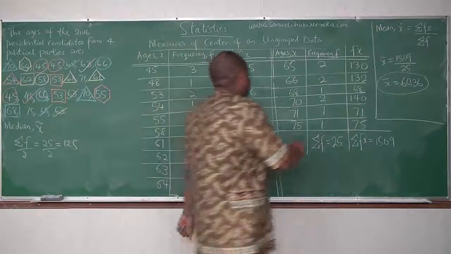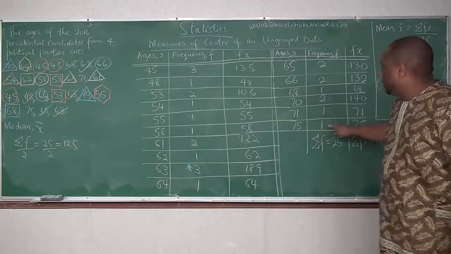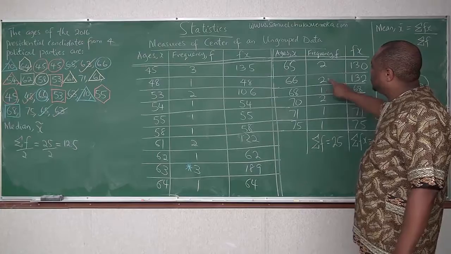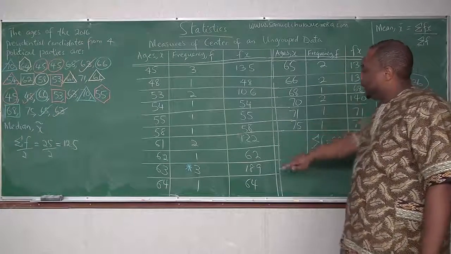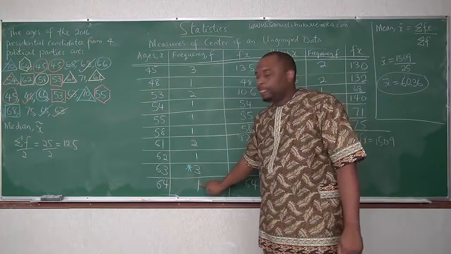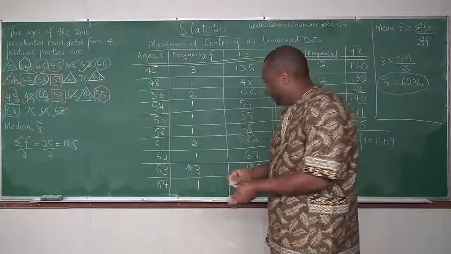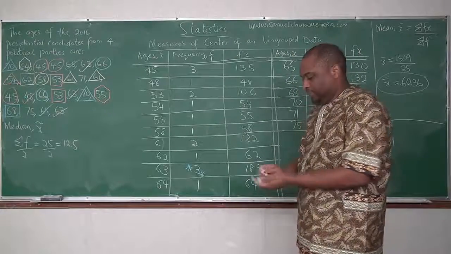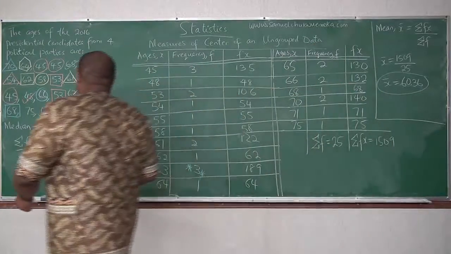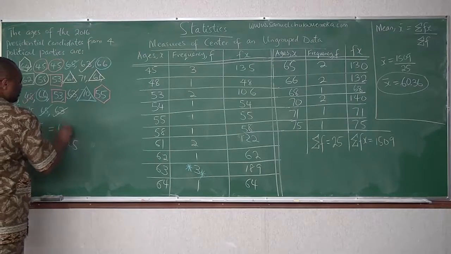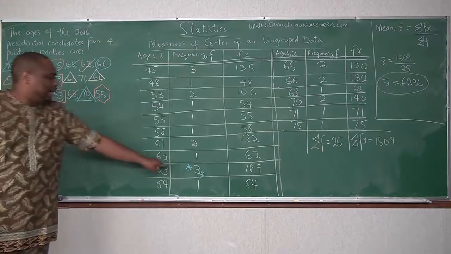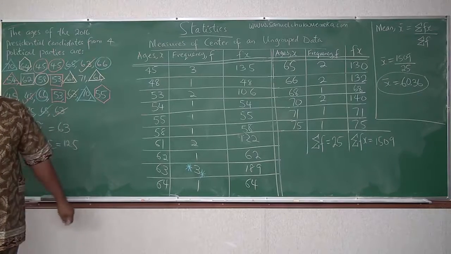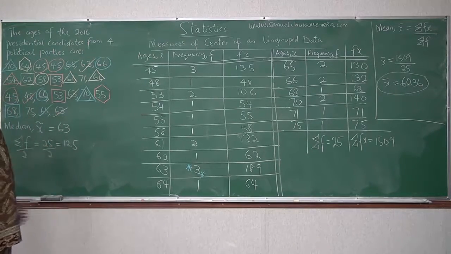Then we start from the descending order. 1 plus 1, 2, plus 2, 4, plus 1, 5, plus 2, 7, plus 2, 9, plus 1, 10. To get the other 12.5, you still need this one here. So that tells you now that the median is 63. Who has that value is 63. That is the way you find the median.